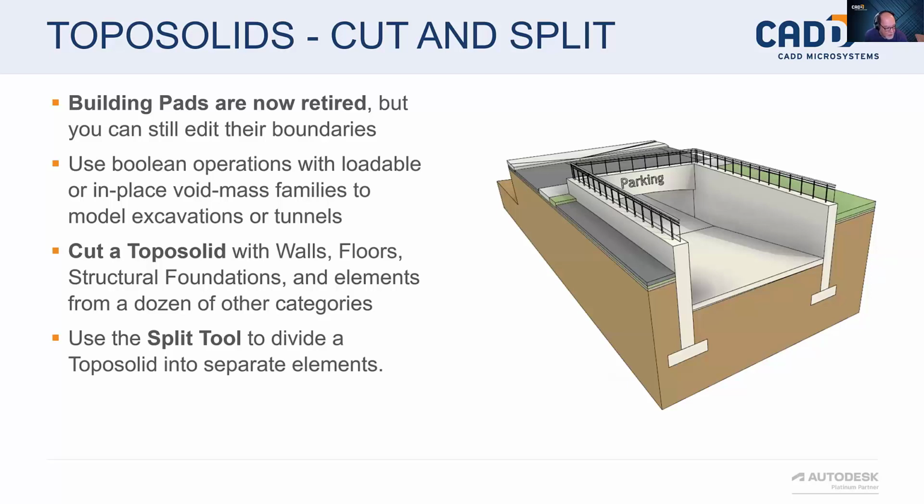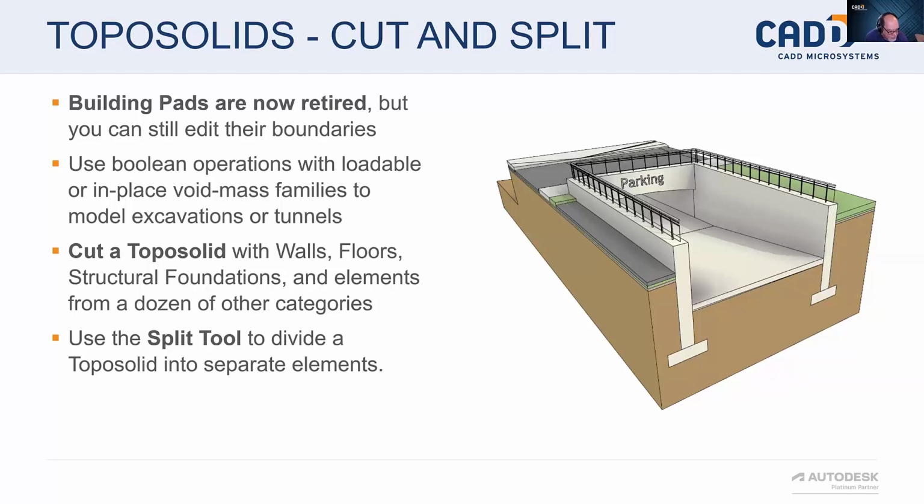The other thing that's new about this is how it works with building pads. In previous releases, we had building pads to cut out the hole for our building for the pad. And that is now a retired command. That is no longer in the program. So we're not able to do that. But what we have instead, we're able to just use boolean operations with in-place void mass families. And with that, we can cut out any shape we want to.